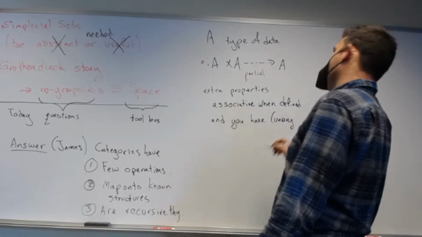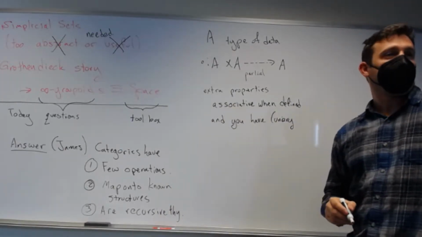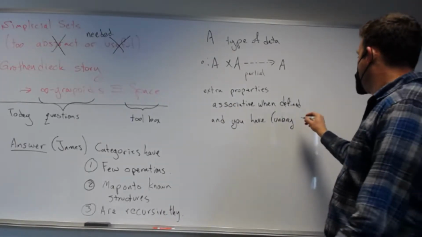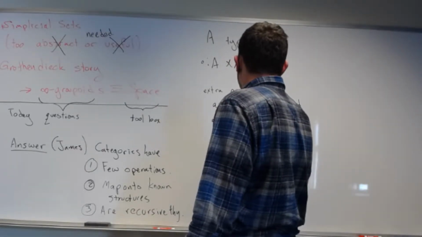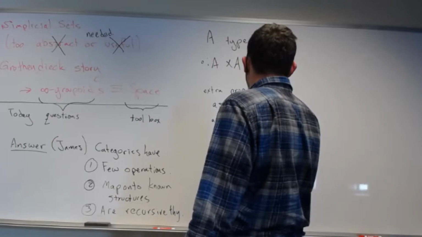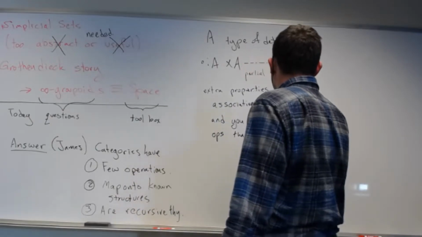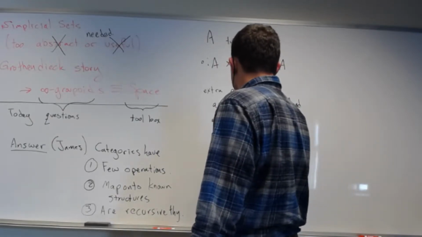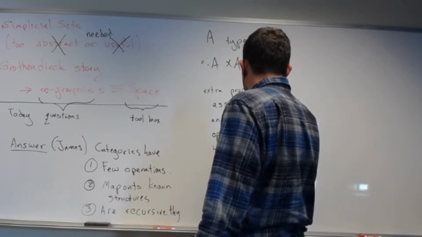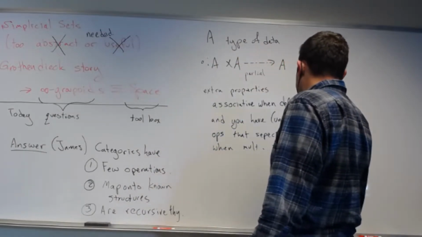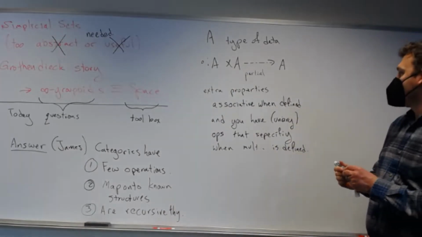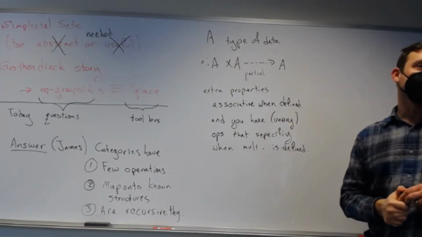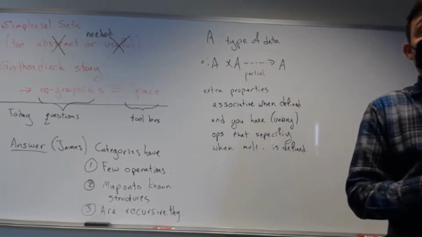Unary? Is that how one spells unary? Let's go with it for today. You have unary operations that specify when multiplication is defined. So it's just a type of algebra. I didn't write down the associative law, and I didn't write down the extra conditions here, but this is all that it is at the end of the day.